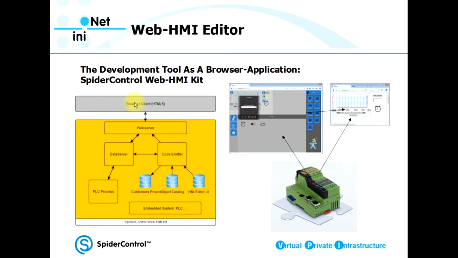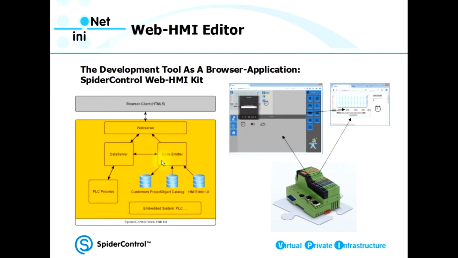The concept technically looks like that. So we have the browser client, which should be HTML5 compatible. We have our web server. The web server is attached to the data server, and the data server gets the variables from the PLC. This is what we have had for many years now. Additionally, to provide this Web-HMI editor functionality, we have added this code emitter. The code emitter is able to dynamically load and modify and generate pages which are necessary to fulfill this functionality.